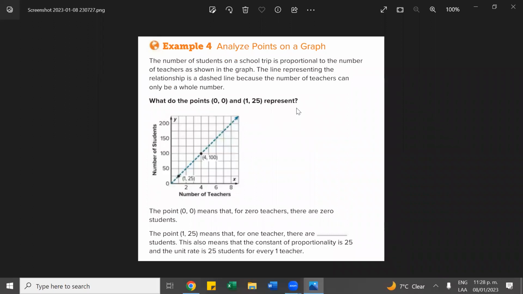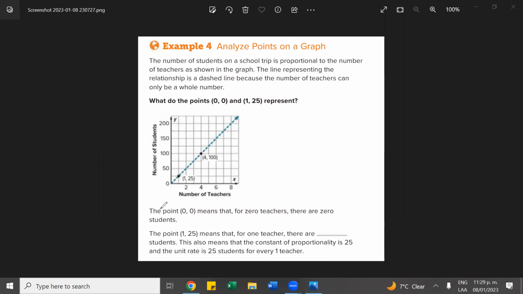Example number 4. It says analyze points on a graph. The number of students on a school trip is proportional to the number of teachers as shown in the graph. The line representing the relationship is a dashed line because the number of teachers can only be a whole number. Okay, so it means that it can only be a whole number. So what do the (0, 0) and (1, 25) represent?